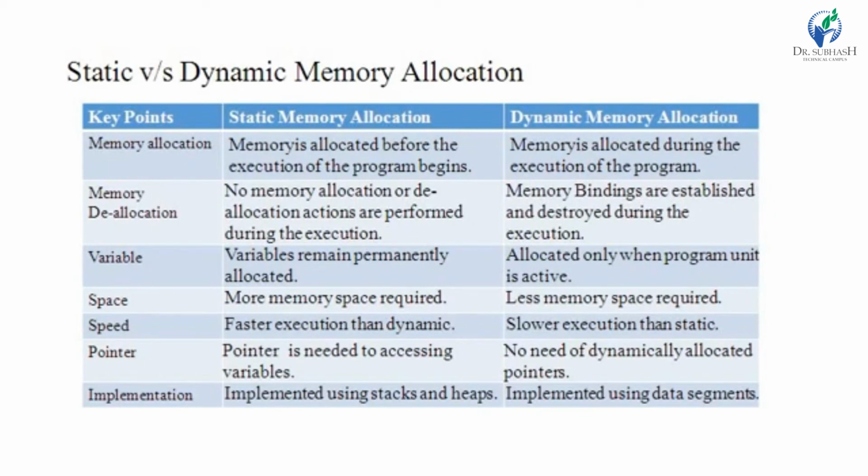In your activation records, there are a total of 7 fields. First is temporaries, then local variables, saved machine status, access link, control link, actual parameters and return values. So in your runtime memory management, there are 3 topics we discussed.